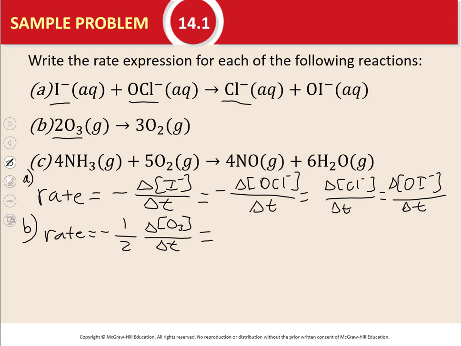What's your second rate expression going to look like? It's going to be positive. What fraction is going to be in front? 1 over 3, and then the change in concentration of O2 over time. All right, so now you guys try C on your own.